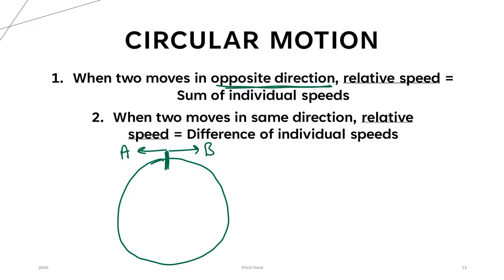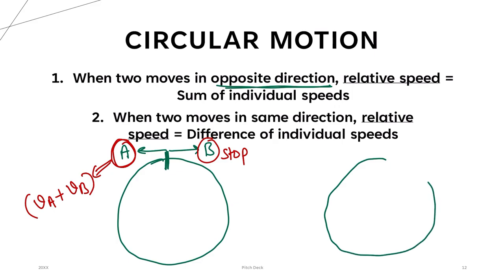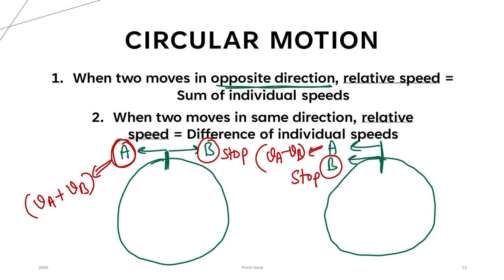Now, if we use the concept of relative speed, B is assumed to come to a halt, B is not moving. So in the opposite direction, the speed of A will increase by VA plus VB, the sum of individual speeds. But if they are going in the same direction, A going here and B also going in this direction, the relative velocity of A with respect to B is, first put B to stop, then A's speed will be its own speed minus VB, VA minus VB. I hope this is clear.